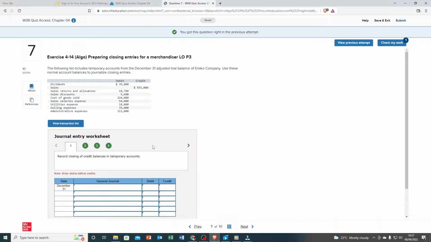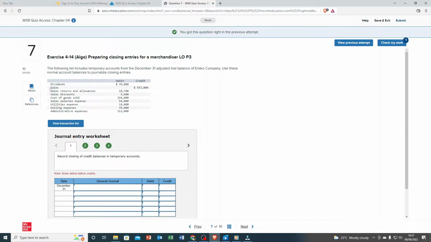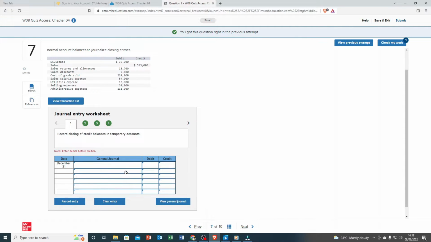So this is the data that we have for the company, and the first one that we're going to start recording is the closing of the credit balance in the temporary account. We know sales are always a temporary account, so we're going to put sales, and we're going to debit it. It's about 553. And also we're going to credit the income summary for it. It's just the same.